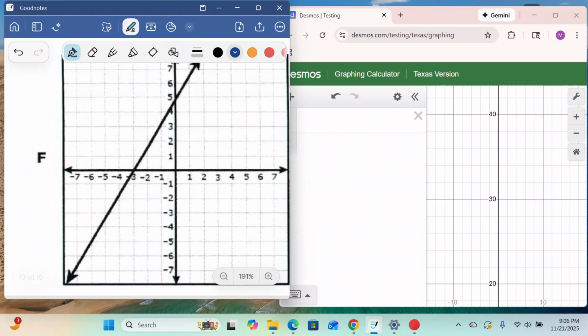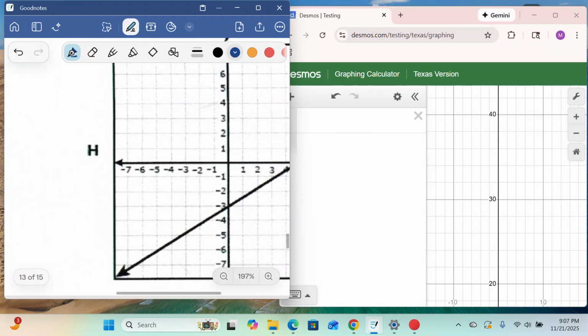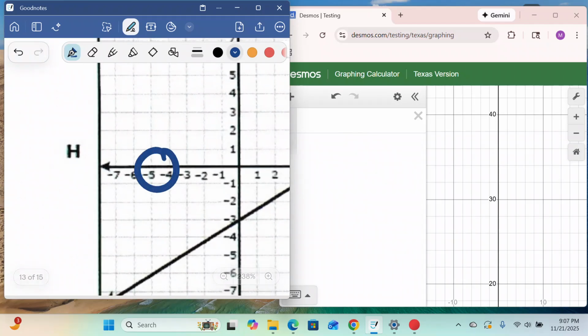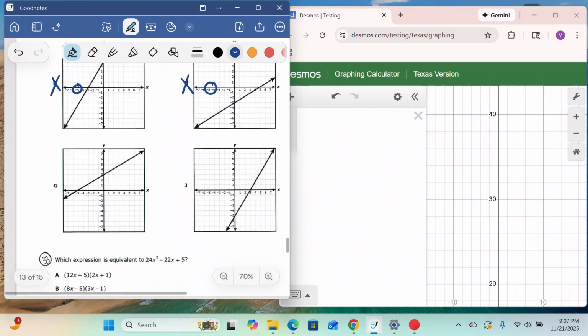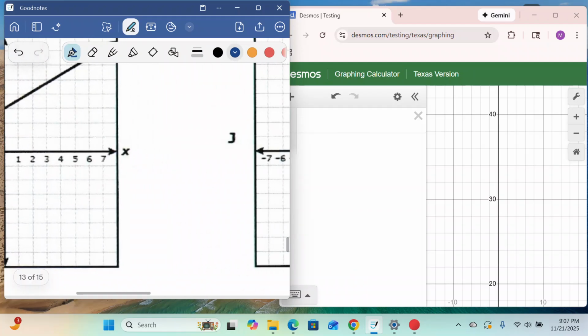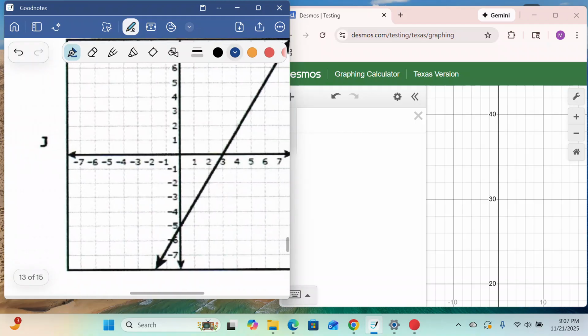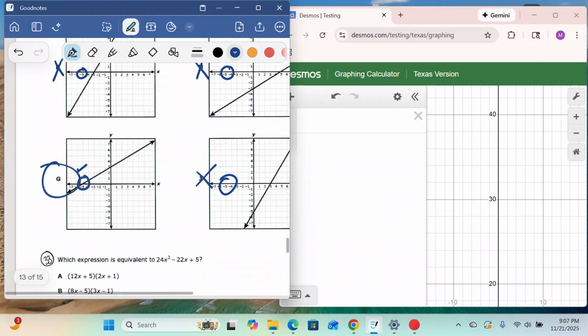So I'm going to look for my x-intercept. Is that -5? This is wrong because I'm looking for an x-intercept to be -5. So I'm going to move on to h. Does h give me an x-intercept of -5? No. Then that one is wrong. Then I'm going to move on to g. Does this one give me an x-intercept? So far, yes. So that could be a correct one. And then this one gives me an x-intercept of -5. That is incorrect. So the correct answer is G.